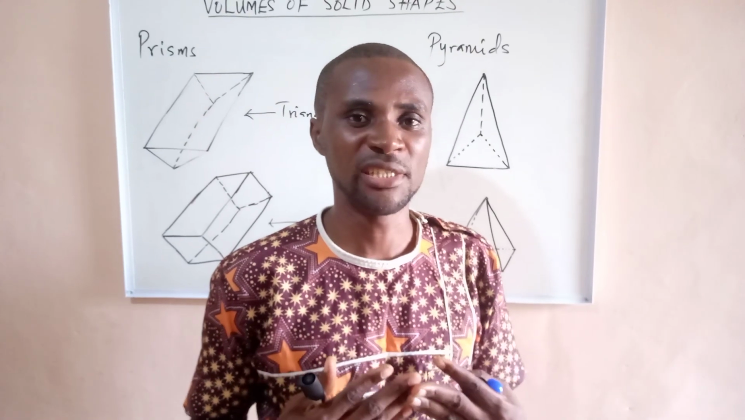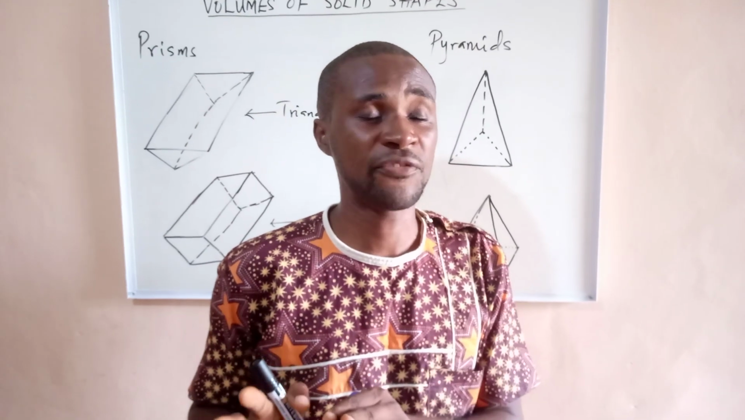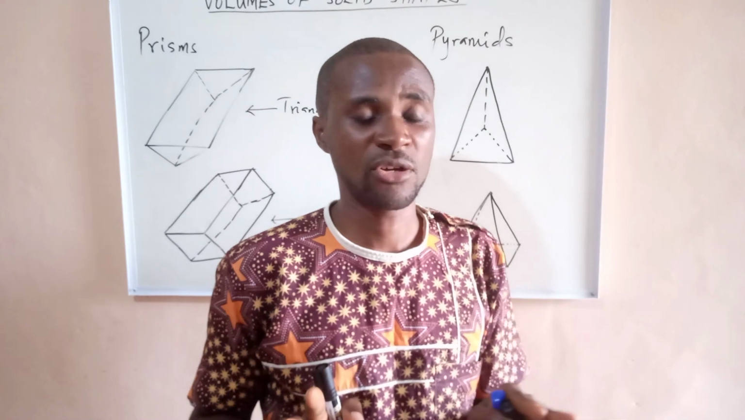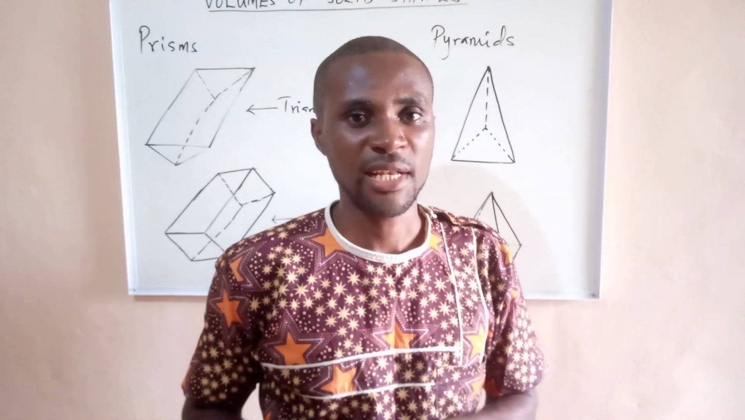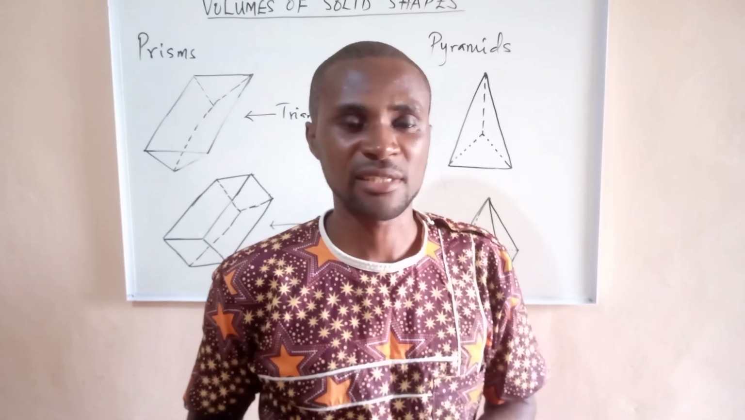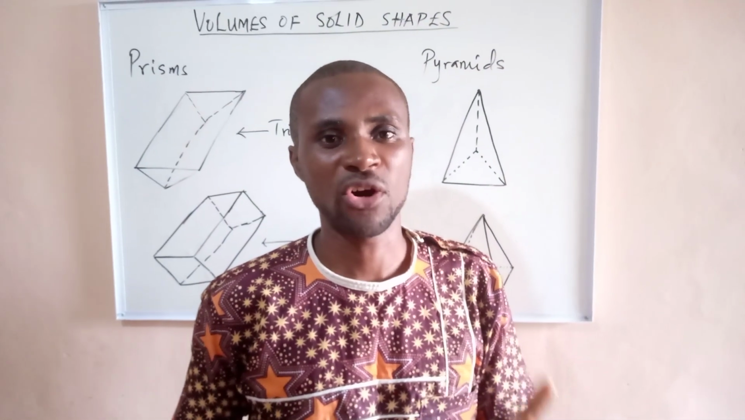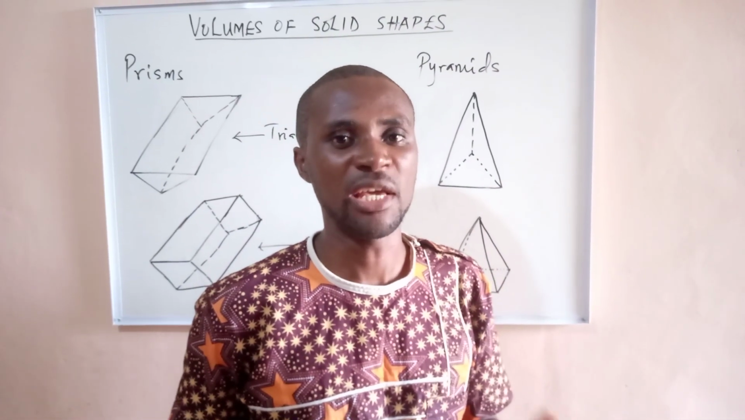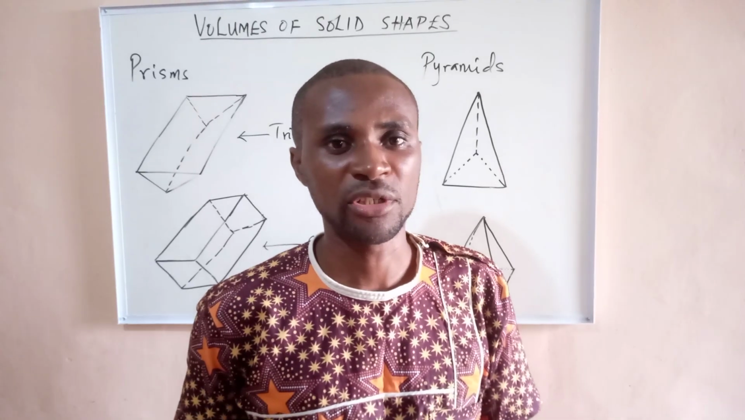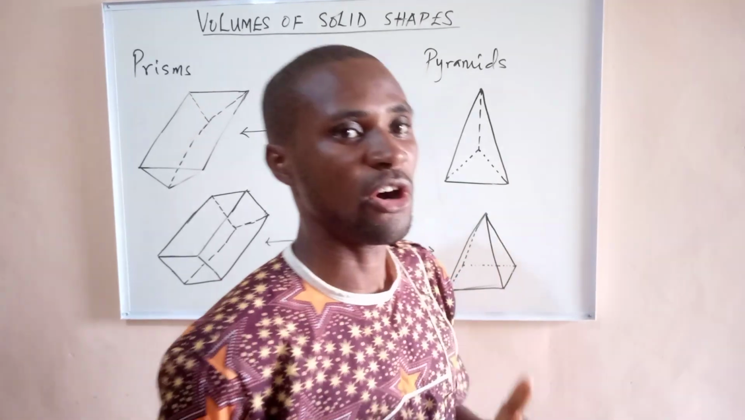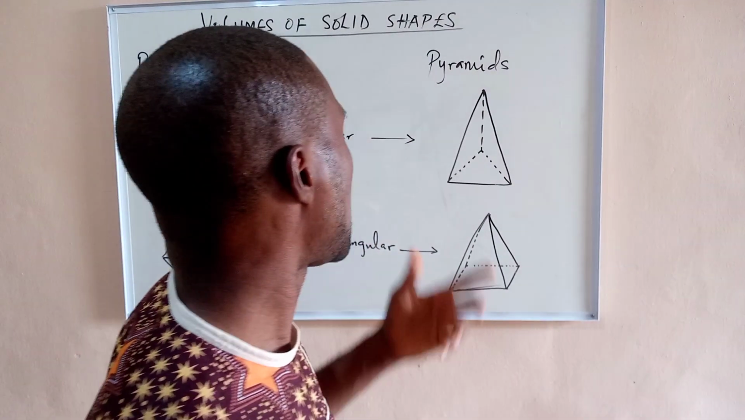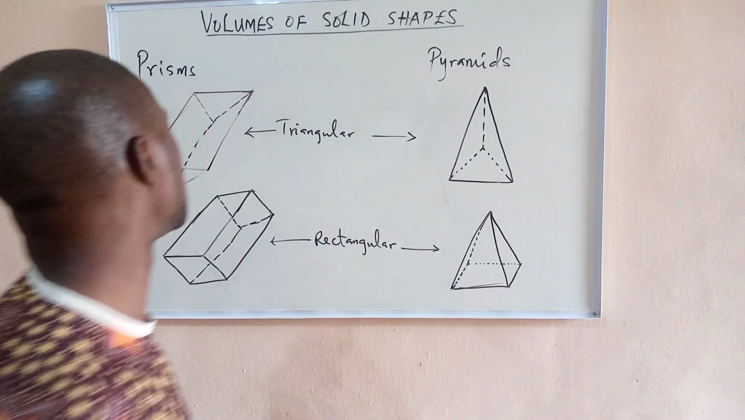First is knowing the different areas of plane figures. Now, the next is to understand how a shape can be called a pyramid or a prism. On the board, we have examples of a pyramid and of prisms.